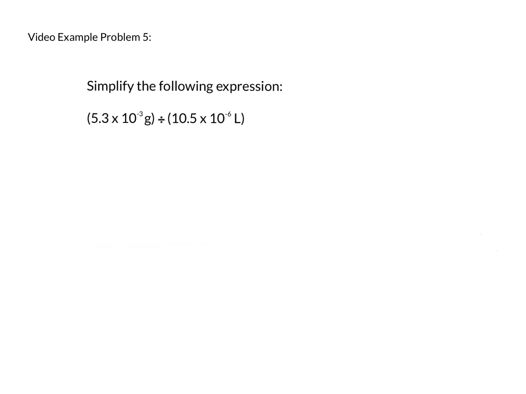Our next problem is going to be a division problem, which follows the same rules as multiplication with scientific notation. So let's go through this one together. Remember, the first step in multiplication and division problems is not to focus on the exponents, but to just carry out the operation with what we call the front numbers. So remember, when we say the front numbers, we're talking about these right here. So if we're doing division, we're just going to go straight ahead and do 5.3 divided by 10.5.